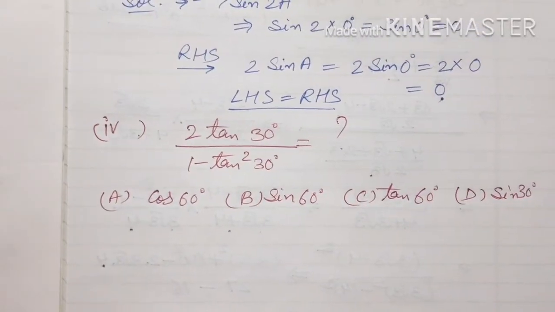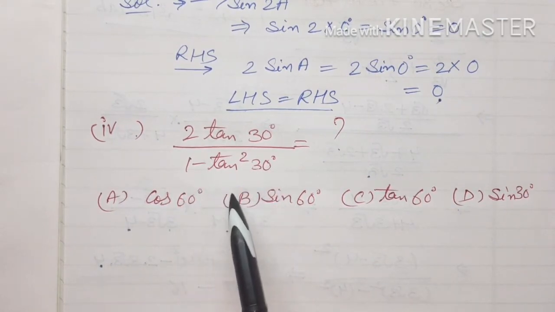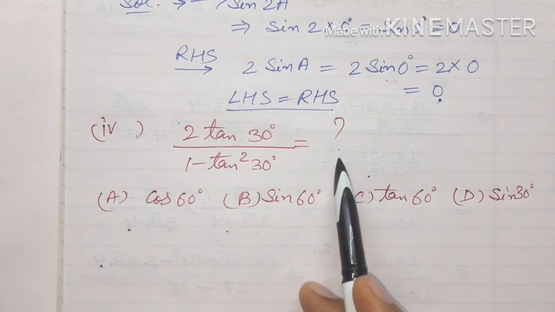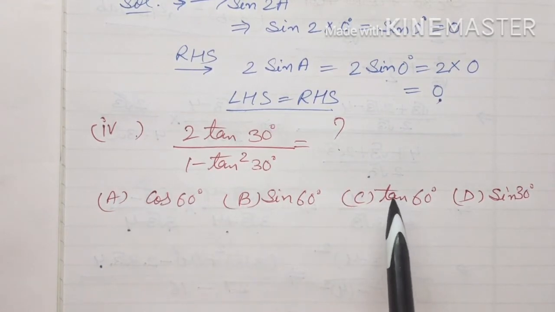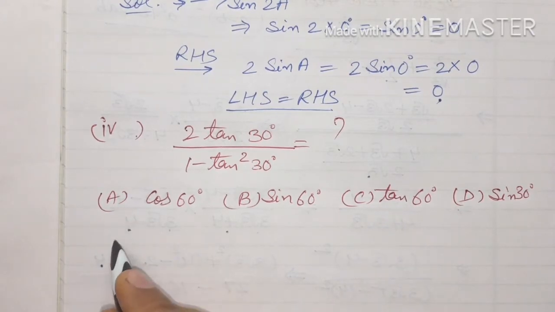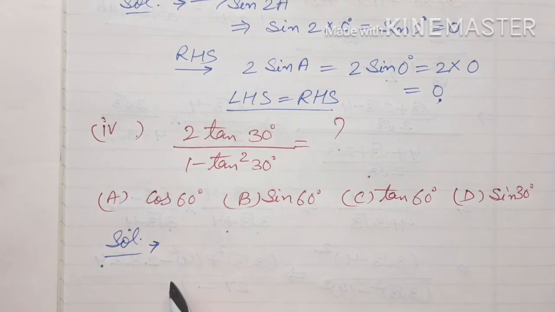In the fourth part, 2 tan 30 degree upon 1 minus tan square 30 degree is given. We have to find the value. 4 options are again there, A, B, C, D. We have to choose the correct one. So we will solve it. Fourth part, exercise 8.2, question number 1.